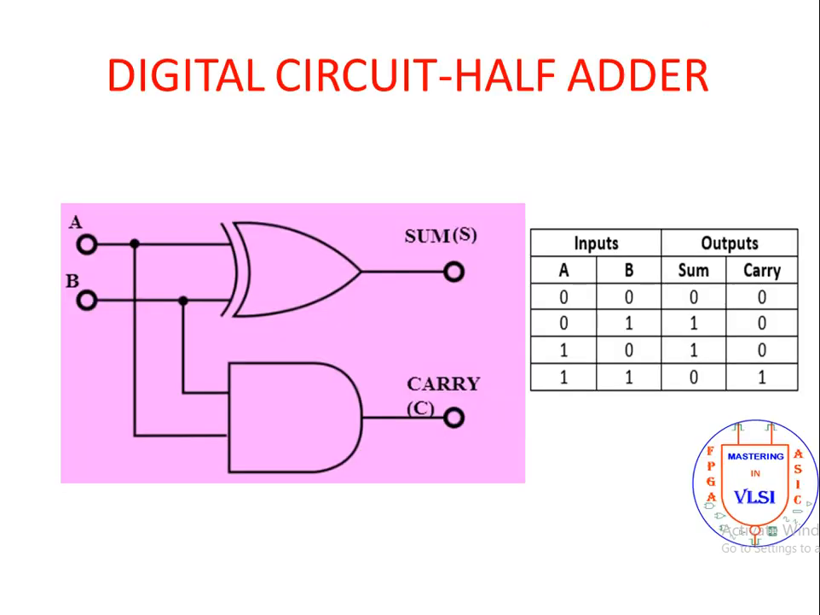See, this is the half adder circuit diagram. One XOR gate and one AND gate is enough to implement it. On the right side, we have specified the truth table. For all the combinations, it is clearly mentioned.